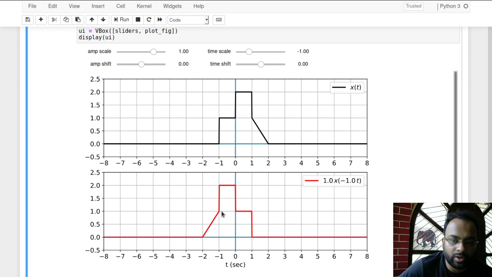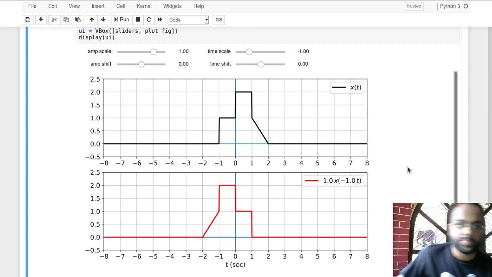So a minus sign essentially means a flip. If the minus sign happens to be outside the signal, which means it is multiplied with the signal amplitude, that would be an amplitude flip, so a flip about the horizontal axis. And if the minus sign is associated with time, that means it's a time flip, so it's a flip about the vertical axis.